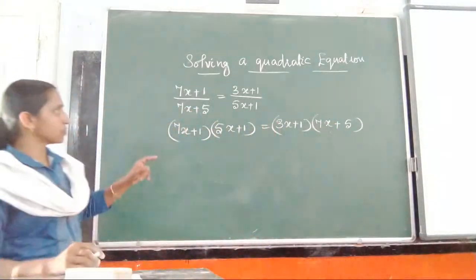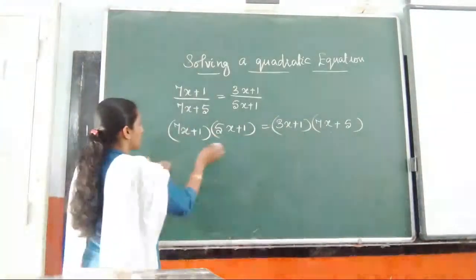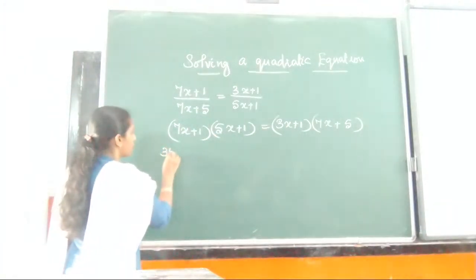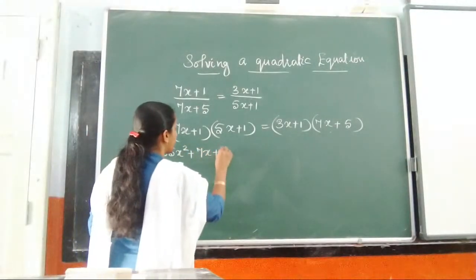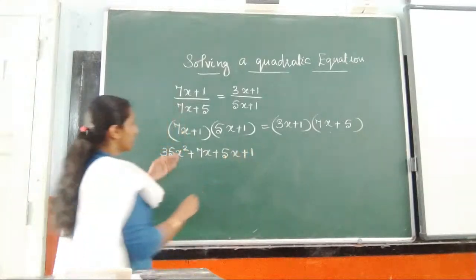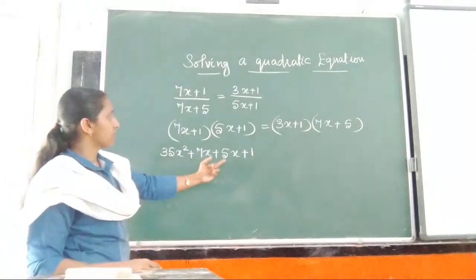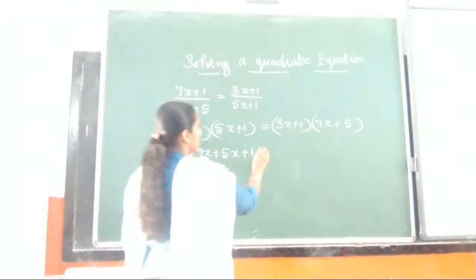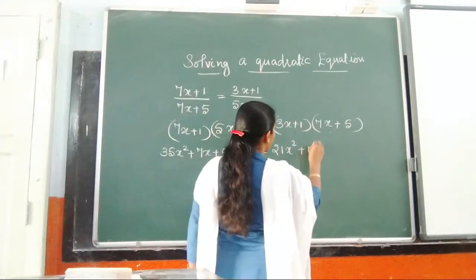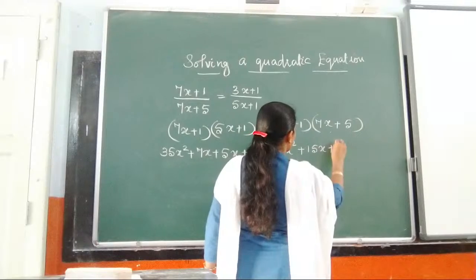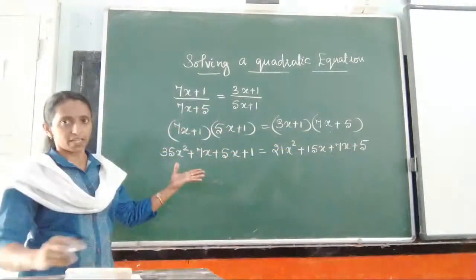3x plus 1 into 7x plus 5. Right? So after taking out the product, you are getting 35x square plus 7x plus 5x plus 1. 7 5s are 35, so 35x square plus 7x plus 5x plus 1 is equal to 21x square plus 15x plus 7x plus 5. That is simplification.